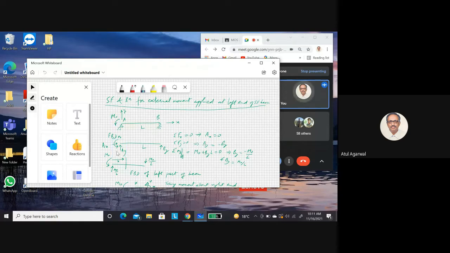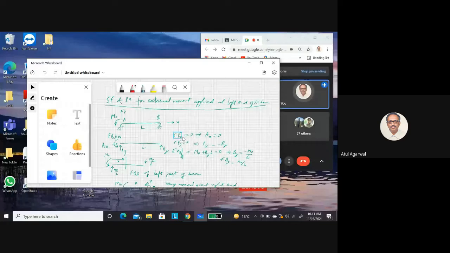So I have drawn the free body diagram. I want to find the reactions. So there is a hinge support, so there will be support reactions in x and y direction, forces. And there is a roller support, there is a force in y direction. I have shown the coordinate system like this.